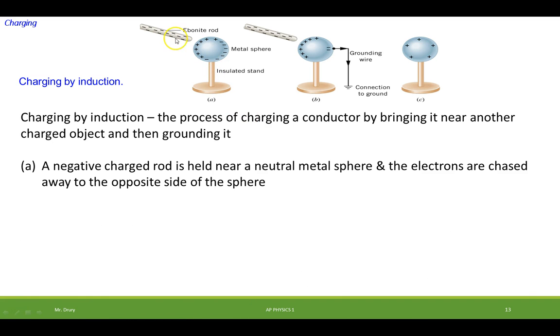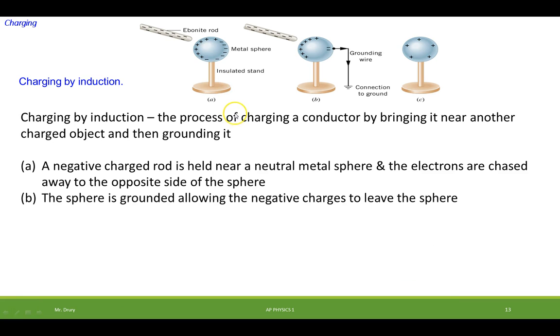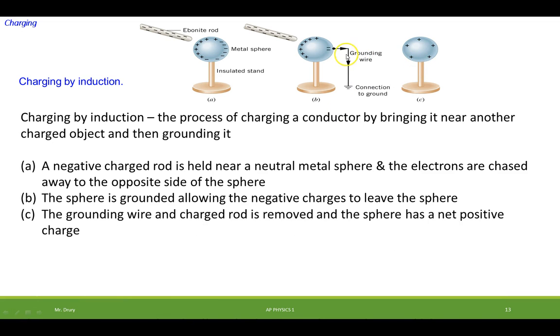If you look at A, you have a negatively charged rod. You bring it next to a neutral metal sphere that's insulated. When you bring the negative next to it, it chases the negatives away, and this side becomes positive. Then the sphere is grounded on this side. The extra negatives don't want to be near each other, so they run into the ground. Then you remove both the grounding wire and the charged rod, and the overall sphere becomes positive.